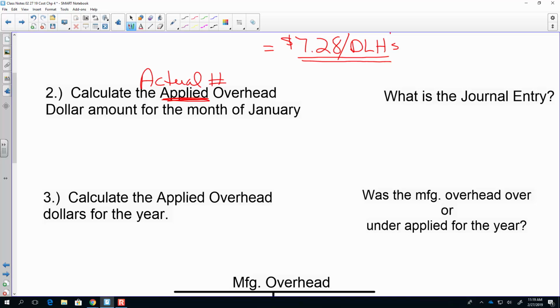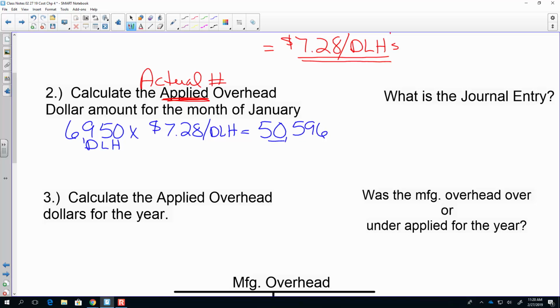That is correct. So actual hours, 6,950, times my predetermined rate of $7.28 per direct labor hour gives me how much? 50,596. Excellent. So we got step 2 done, right?